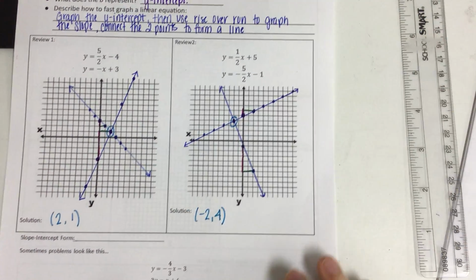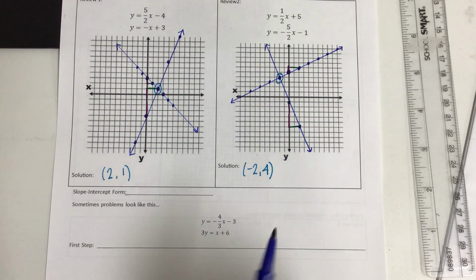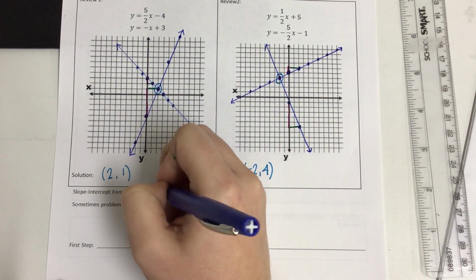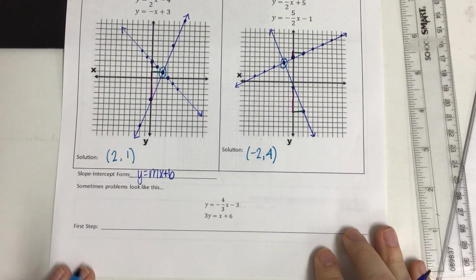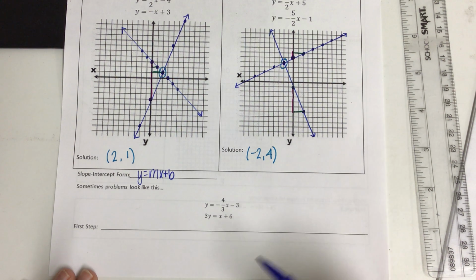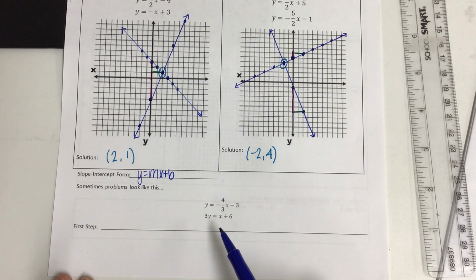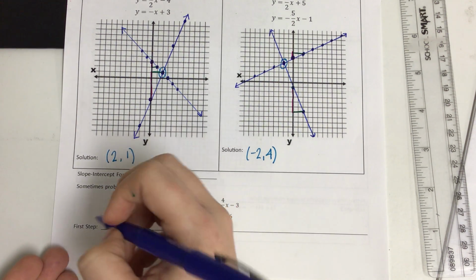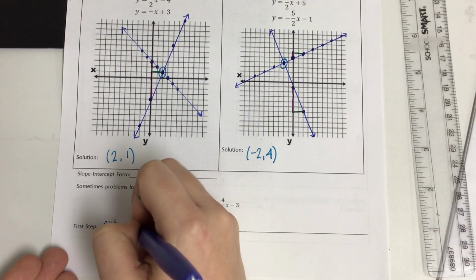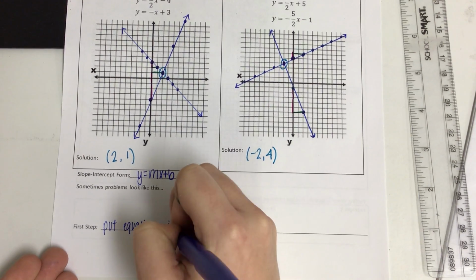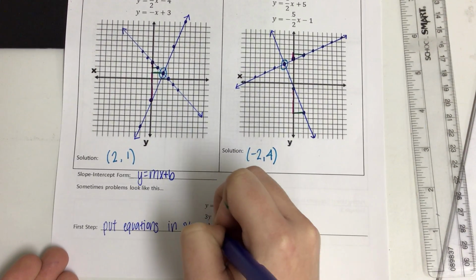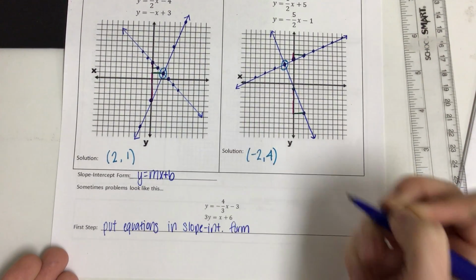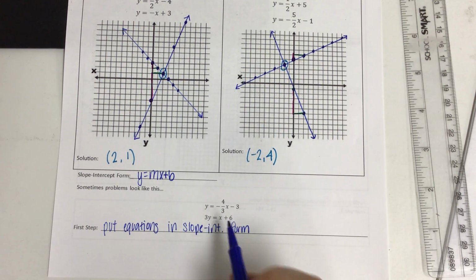So our slope-intercept form is always going to be y equals mx plus b. But sometimes not both of our equations are going to look like that. So this first equation here is in slope-intercept form. It's ready to graph, but our second one is not. So in order to have it just say y equals, for y to be by itself, our first step is going to be to put equations in slope-intercept form. And in this case, that would mean that we're going to divide everything by 3 to get a y equals.